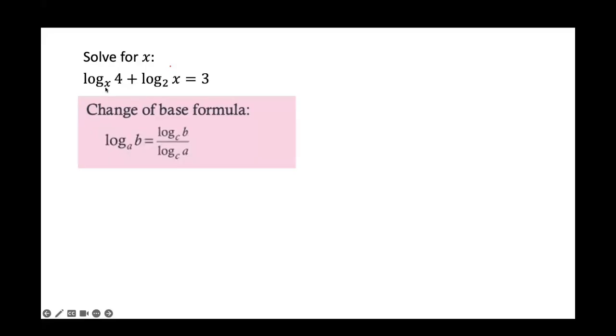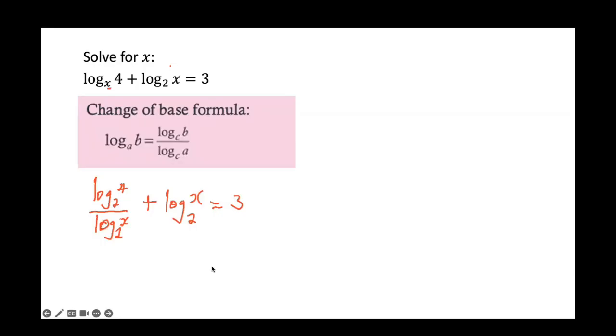So for example, if we want to change this first term to a logarithm with base 2 so that we have both logarithms having the same base 2, then we can apply this formula by making this logarithm of 4 to base 2 divided by logarithm of x to base 2. So you see, we take the logarithm of the number 4 here, and we change the base to 2, divided by logarithm of the original base in the question, x, to our new base, 2. Then from there, we have plus logarithm of x base 2 equal to 3.